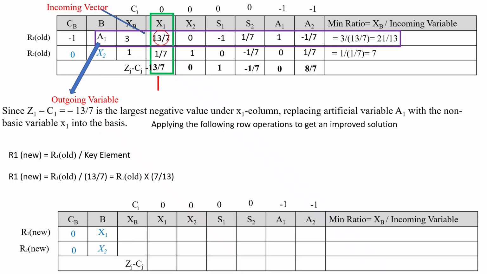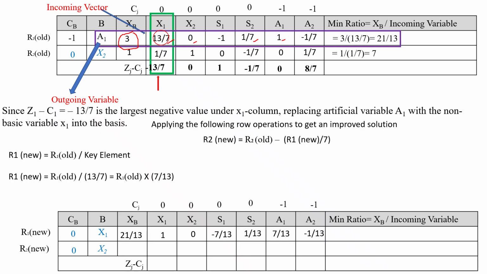So for the first element, 3 into 7 by 13, that is 21 by 13. Then 1 into 7 by 13 gives 1. 0 into 7 by 13, 0. Minus 1 into 7 by 13, minus 7 by 13. And 1 by 7 into 7 by 13, so it is 1 by 13. And 1 into 7 by 13, 7 by 13. Minus 1 by 7 into 7 by 13, it is minus 1 by 13.